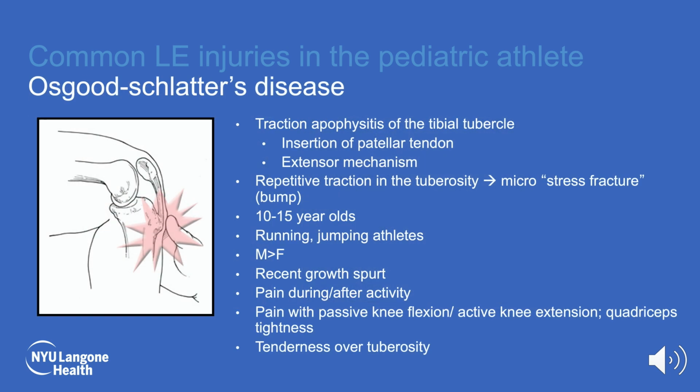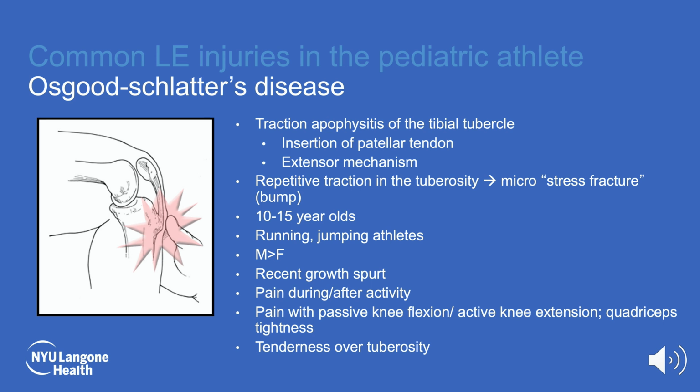This is probably the most common pediatric sports injury that we see, Osgood-Schlatter's disease. It's the traction apophysitis of the tubercle where the patellar tendon inserts, and so it affects the extensor mechanism. The repetitive traction on the tuberosity results in micro stress fractures, and the body's response to this is to try to build more bone, almost analogous to arthritis, or I sometimes wonder if it's analogous to the CAM lesion that we see in FAI. But that's why we see that bump form.